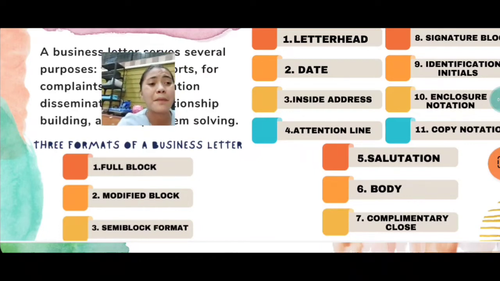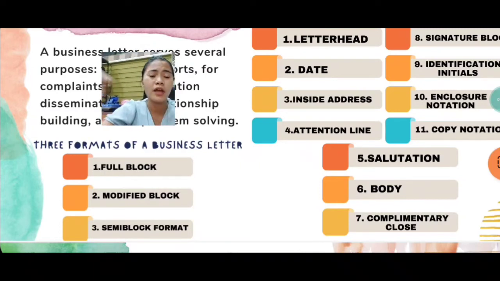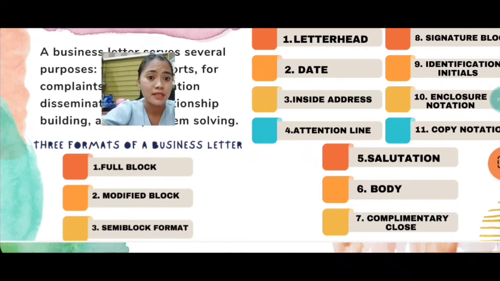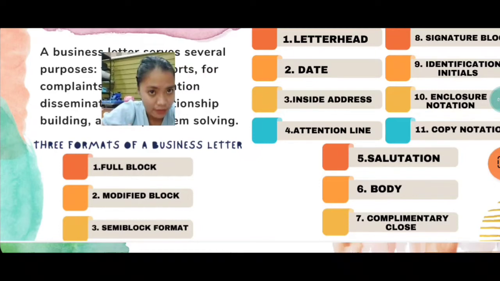The next one is the body, number 6. It contains the message of the letter. We all know what the body of a business letter is: it is the message of your letter. Paragraphs are single spaced internally but double spaced to separate paragraphs. If the letter is too short, the body can be double spaced or triple spaced to separate the paragraphs.